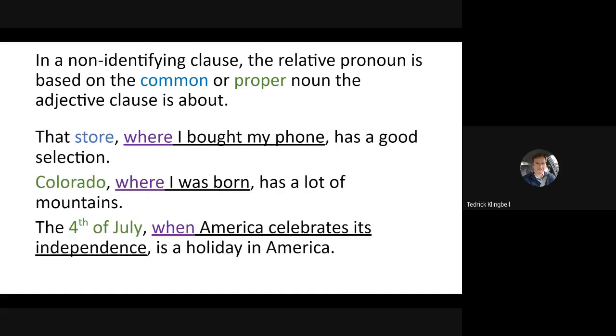In a non-identifying clause, the relative pronoun is based on the common or proper noun the adjective clause is about. Okay, here's an example. That store, where I bought my phone, has a good selection. Again, store and where go together. Colorado, where I was born, has a lot of mountains. Again, Colorado is a place, so we'll say where. The 4th of July, when America celebrates its independence, is a holiday in America. Okay? 4th of July is time, so we'll use when.